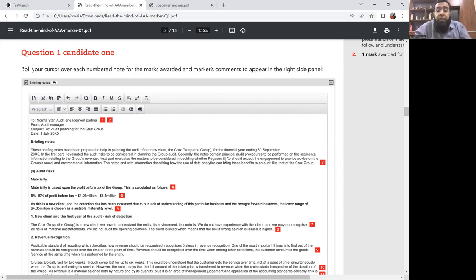Secondly, the notes contain principal audit procedures to be performed on segmental information relating to group revenue. Next part evaluates the matters to be considered in deciding whether Pegasus and company should accept the engagement to provide advice on the group's social and environmental information. Now, this last line is irrelevant because this question was originally a past paper, and it is now being asked in the exam. So it is not relevant.